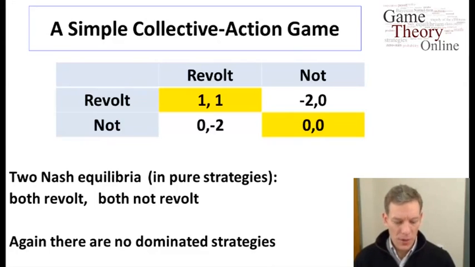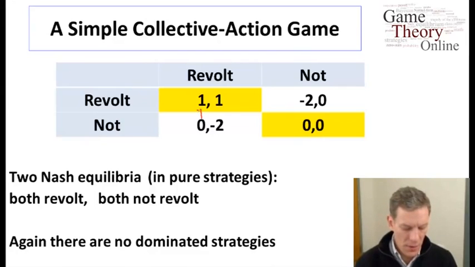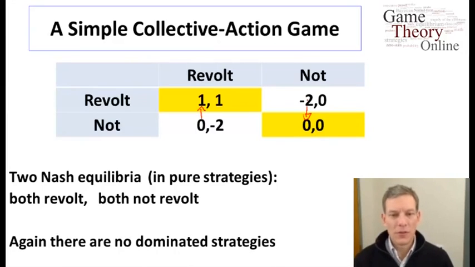If you look at the column player's payoff, the column player gets a higher payoff from revolting if the other player revolts. But if the other player chooses not to revolt, then they would prefer not to revolt. And there's some risk from revolting if the other player doesn't. So you don't want to be the only person showing up at a protest or a revolt. So in this situation, again, we have 2 equilibria, 2 pure strategy Nash equilibria.